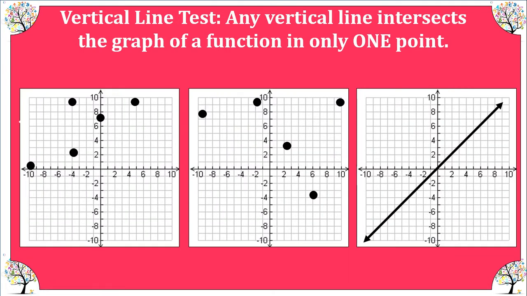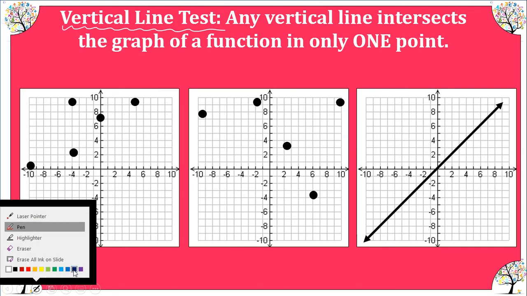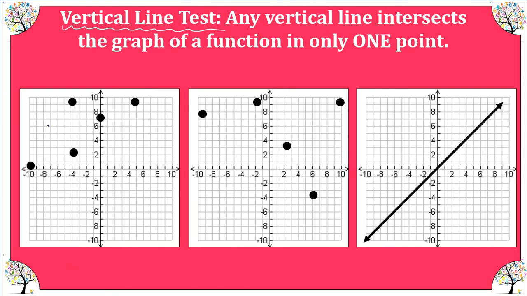So let's take a look at graphs, and we're going to talk about what's called the vertical line test. The vertical line test allows us to know if a graph is a function or not. The vertical line test says if I draw a vertical line anywhere on the graph and I intersect more than one point, it is not a function. So this vertical line intersected at 2 different points, so this whole graph is not a function.